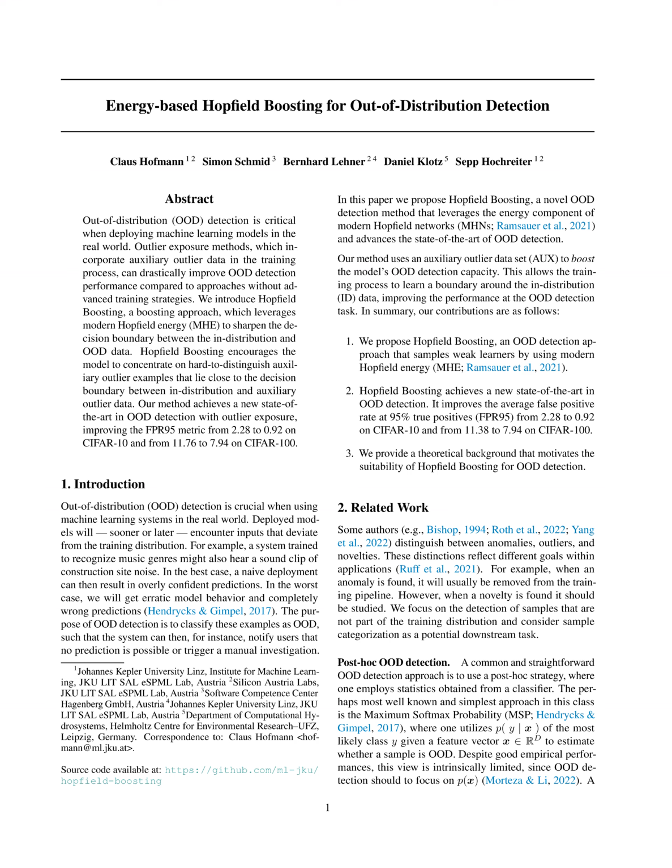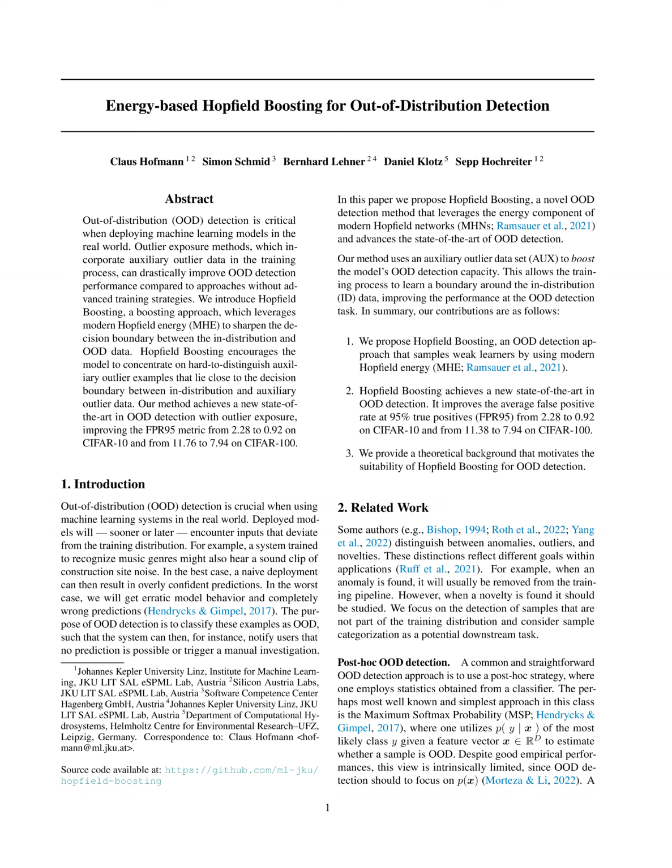The method addresses the issue of encountering inputs that deviate from the training distribution, which can lead to erroneous predictions if not properly classified. By using an auxiliary outlier dataset, AUX, to boost the model's OOD detection capacity, Hopfield Boosting aims to improve performance at the OOD detection task by learning a boundary around the in-distribution ID data.